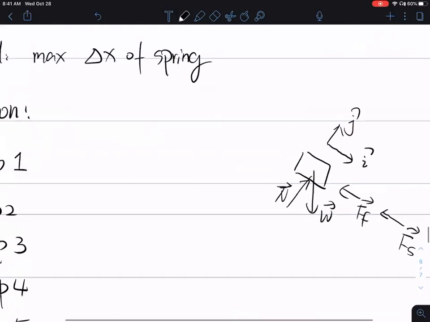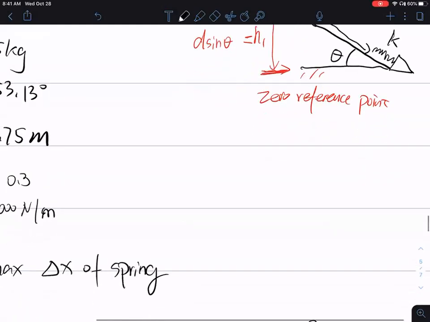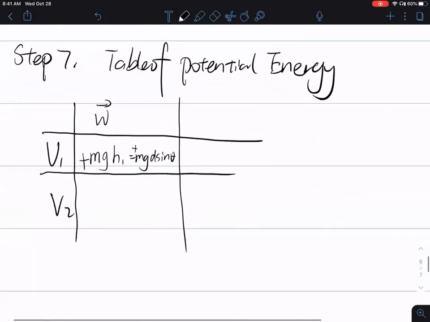Let's look here. At position 2, the block will reach the ground level, then we define that as the 0 reference point. So we have 0 potential energy, mgh2, which is just 0.